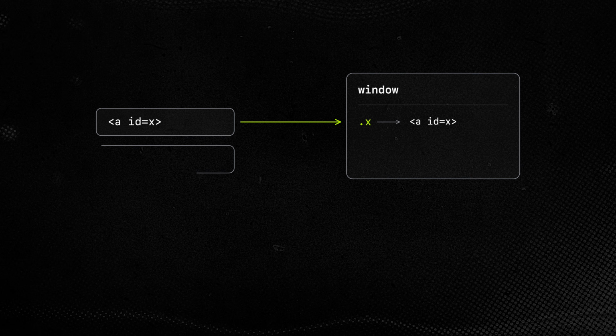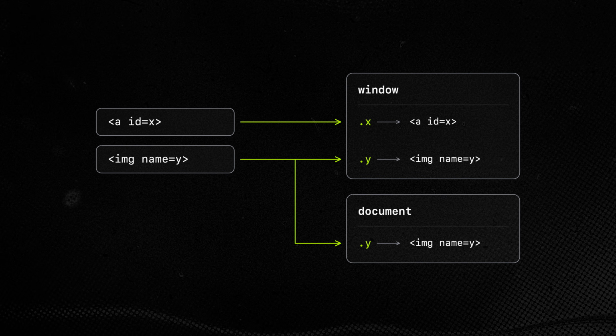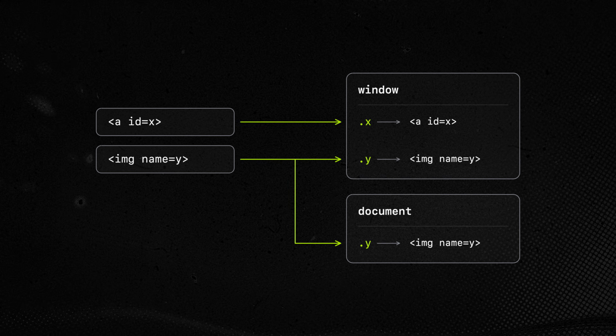Put a name attribute on an embed, a form, an image, or an object, and you get the same thing: window dot whatever that name was. And on images, forms, and embeds, that name reaches the document object too. Hold on to that last one. It comes back later. The browser does this at parse time. You do not opt in. You cannot opt out. So an anchor tag with an ID of x is not just a link, it is an assignment. You never wrote a line of JavaScript and window.x exists anyway.